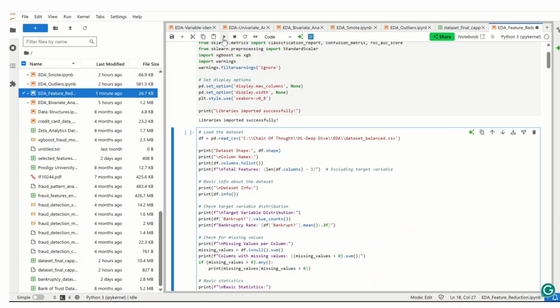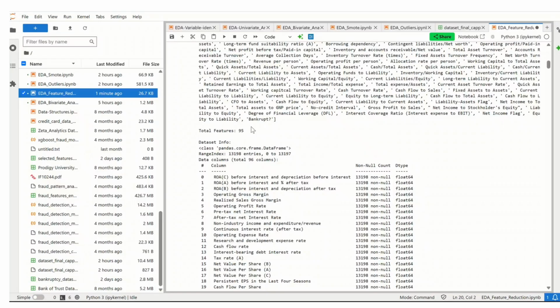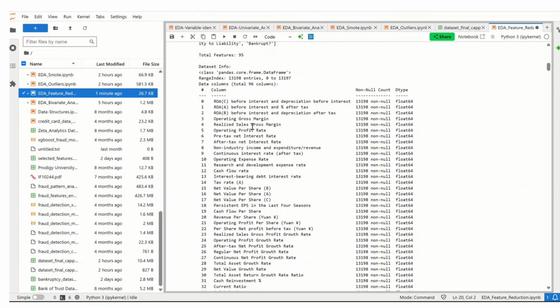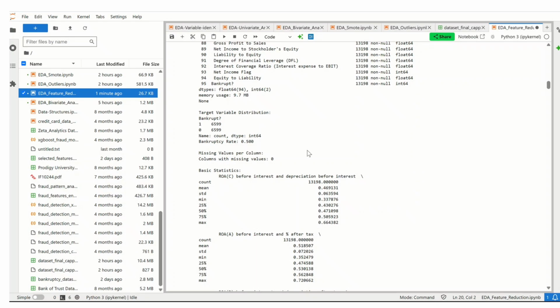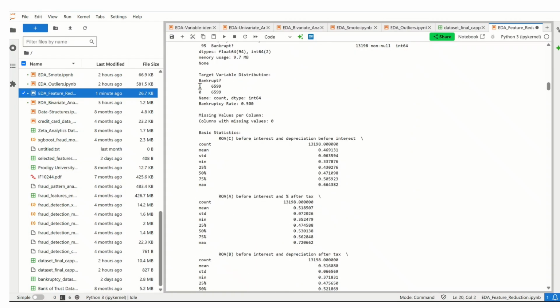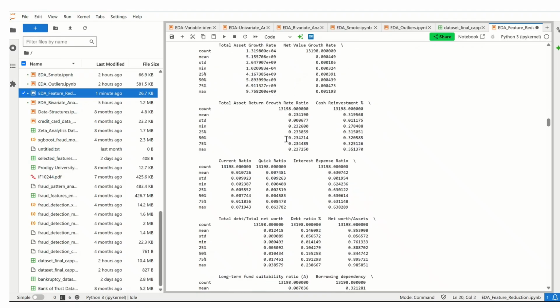Let's take a first look at this data. There are a total of 95 features. Before we reduce the features, this is how many we have. We can also see that we now have equally balanced classes, both bankrupt and non-bankrupt. We have an equal number of values.